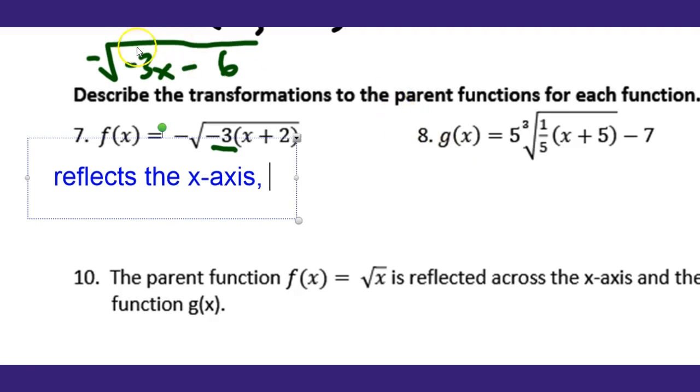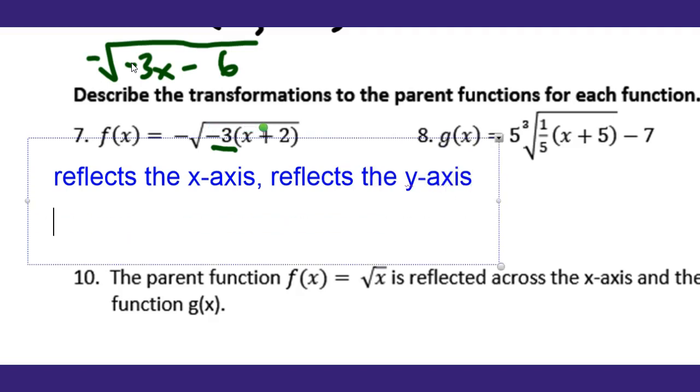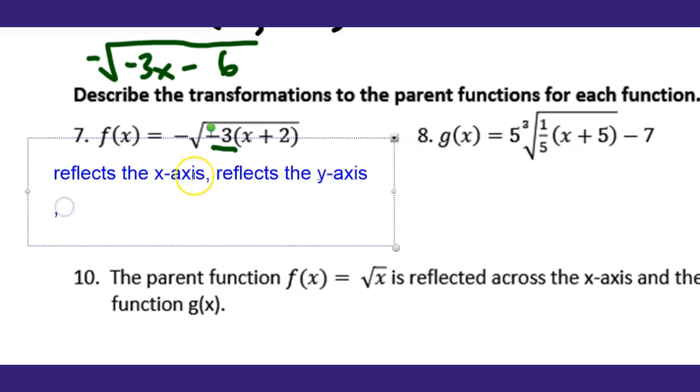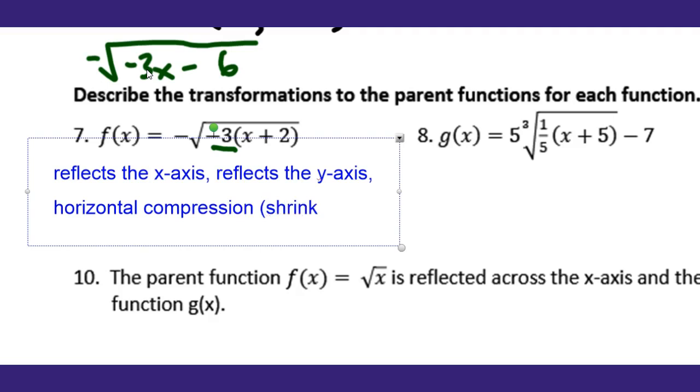The negative right here tells me it reflects over the y-axis. Actually, let me make all this a little smaller because it's kind of big. The 3 right here, remember, use the reciprocal. So that means we have a horizontal compression, or you can say shrink, depends on your teacher, by a factor of 1/3.